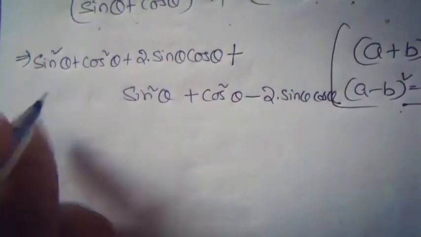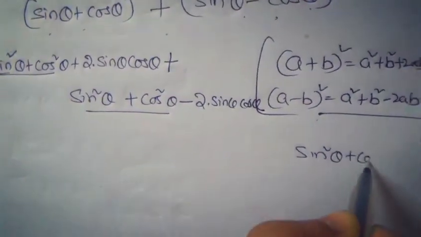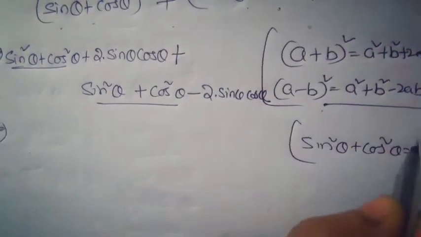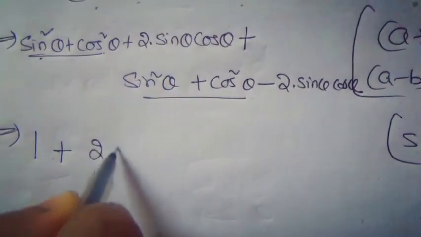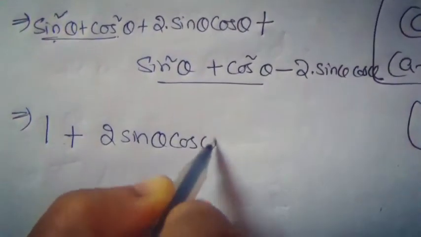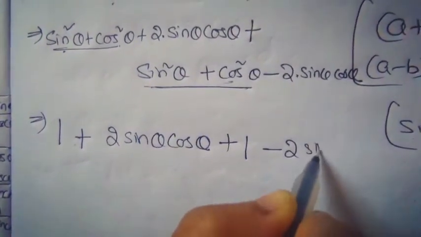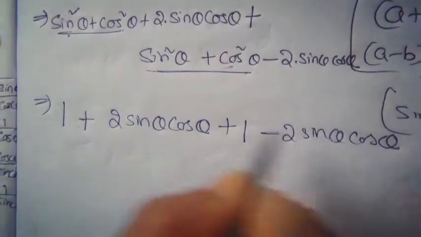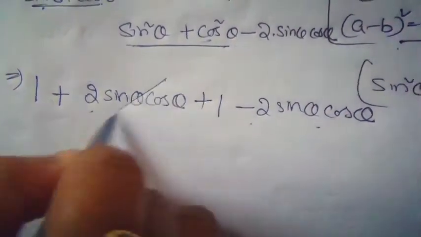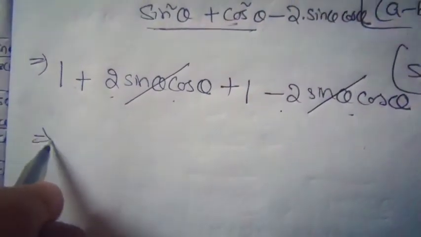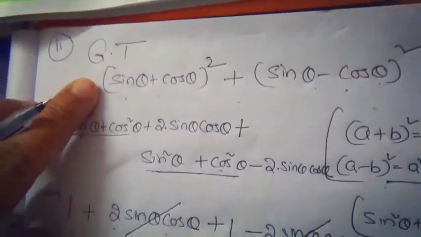Okay, that implies we have two identities. Look here, sin square theta plus cos square theta is equal to 1. So it is 1 plus 2 sin theta cos theta, plus here also 1 minus 2 sin theta cos theta. Here plus 2 sin theta cos theta, here minus 2 sin theta cos theta. These two are cancelled. That is equal to 1 plus 1, 2. Here is the solution for this sum.